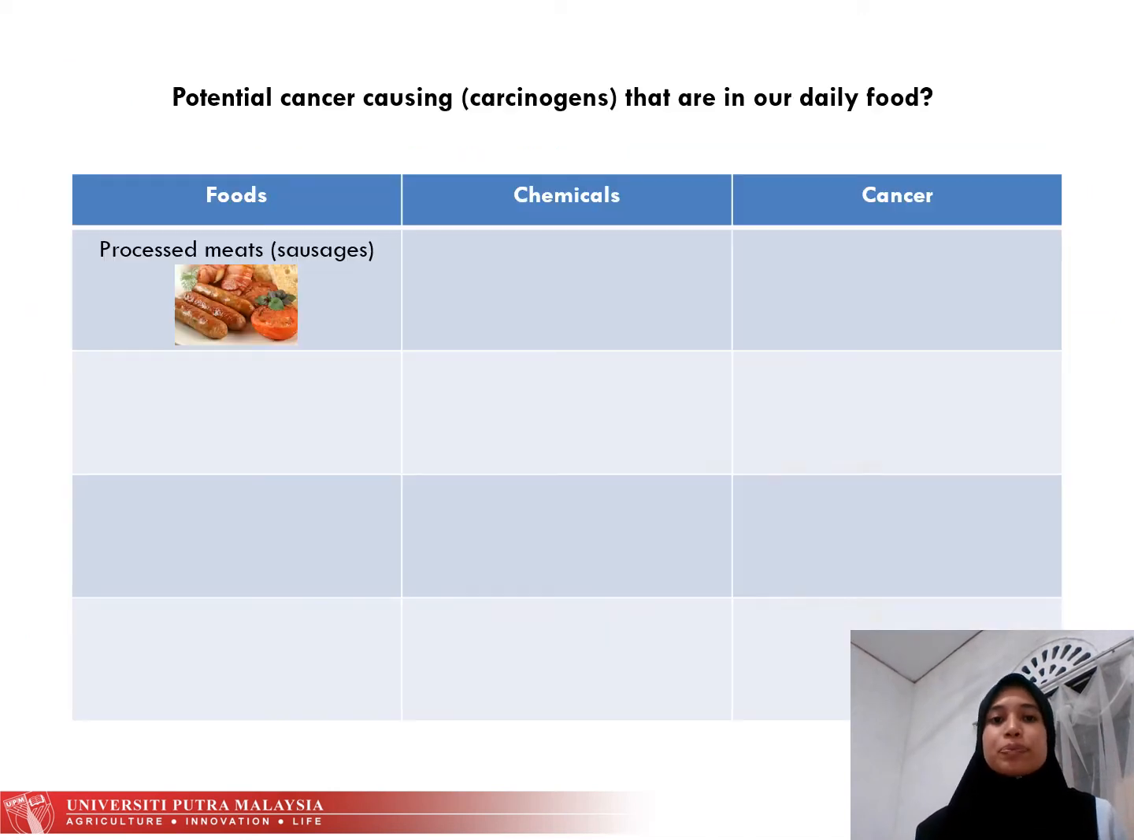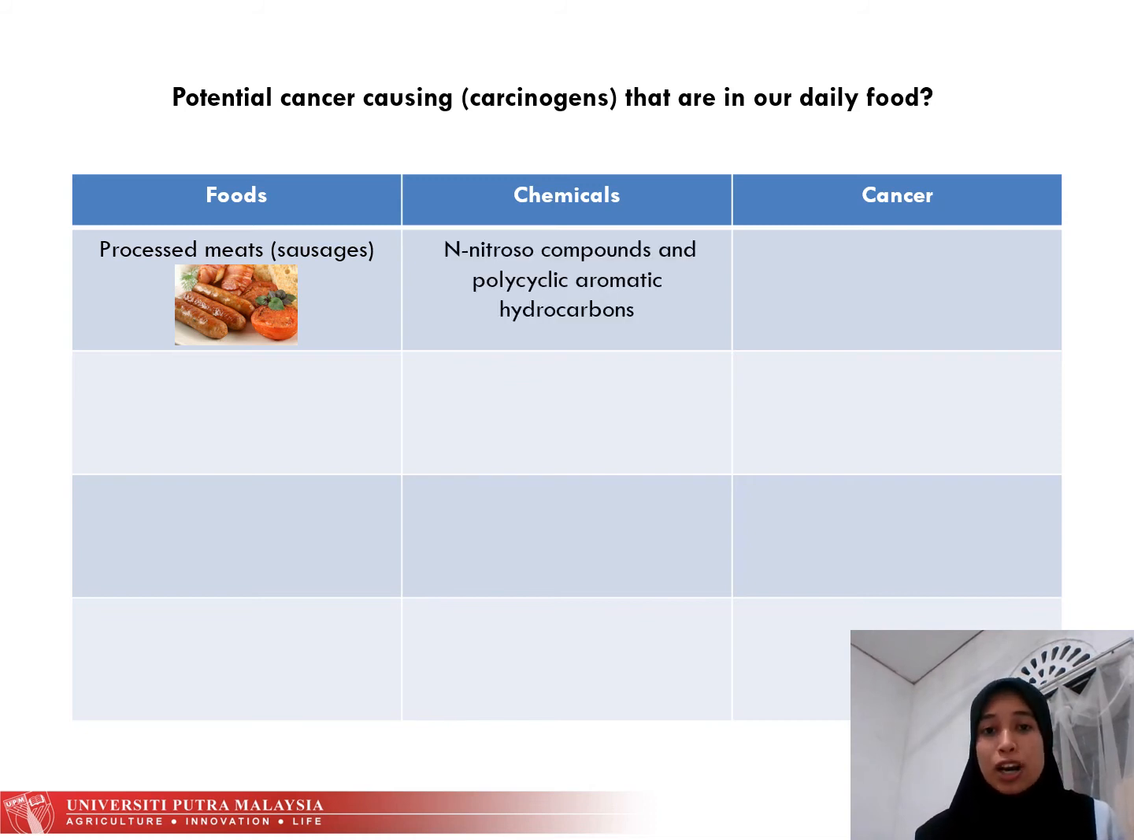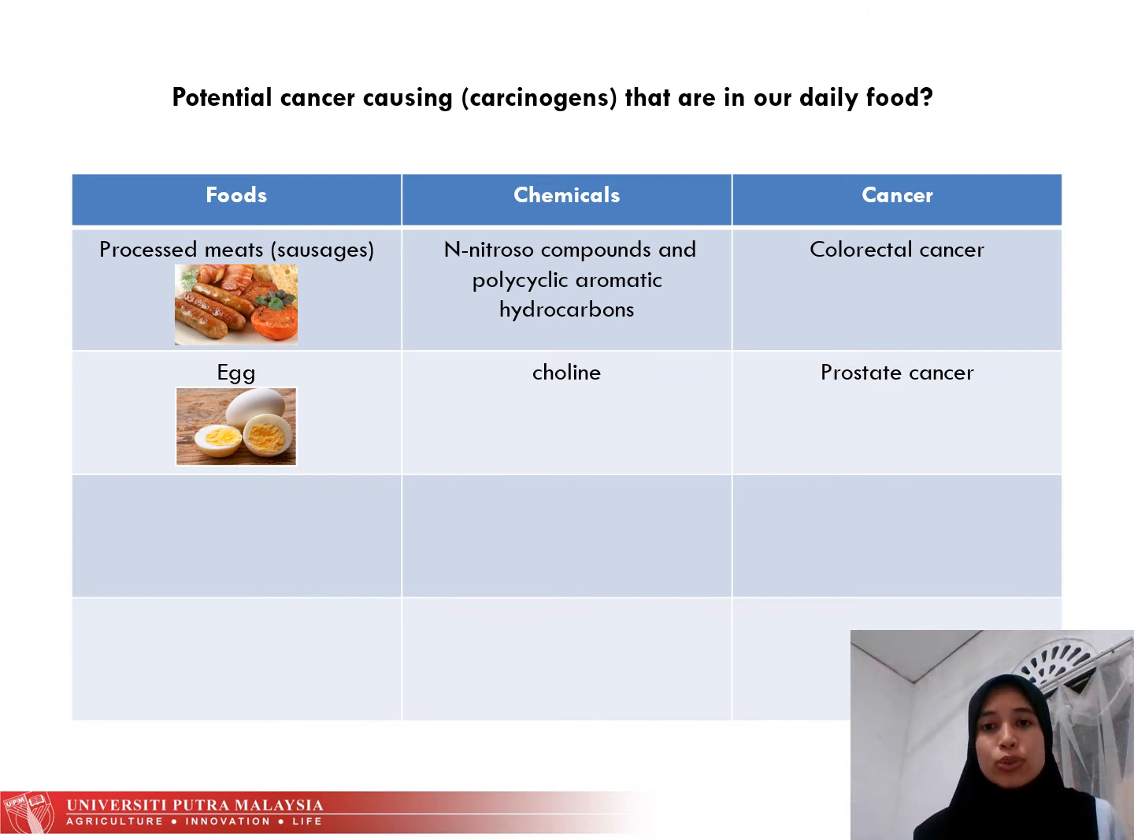Okay, so we have some examples of food that have the potential to cause cancer in our body. These are foods that we love to eat every day. For example, processed meat or sausage. Sausage contains N-nitroso compounds and polycyclic aromatic hydrocarbons, which can cause colorectal cancer. We love to eat eggs, alright. But there is a study which shows that if we take more than 2 eggs per week, we can increase the potential to get prostate cancer by 80% because eggs contain choline.